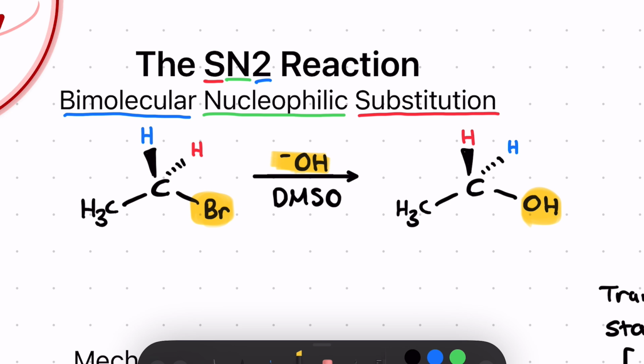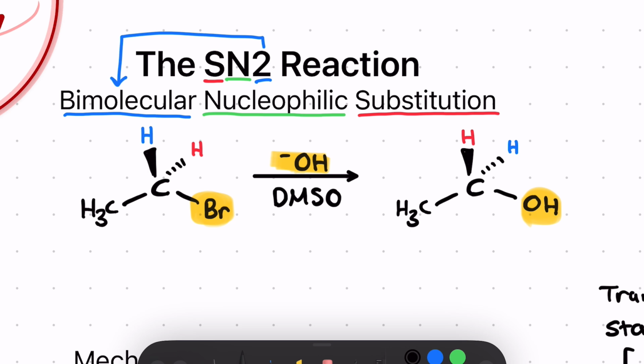And then lastly, the 2 here is important. The 2 stands for the kinetics of the reaction, and this indicates that the reaction is bimolecular. What this means is we have 2 molecules that are simultaneously a part of the transition state of the reaction. And we will see what that looks like in just a second.